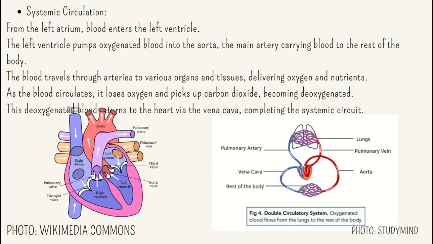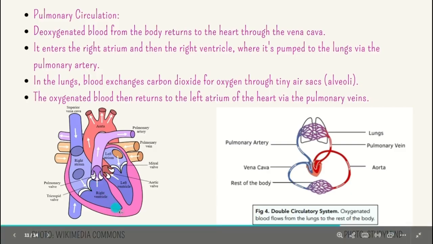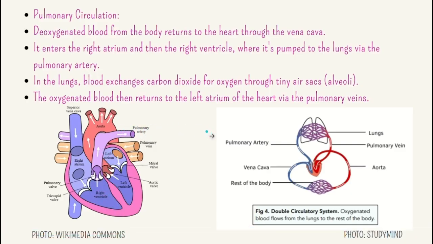So this deoxygenated blood returns to the heart with the vena cava, completing the systemic circuit, right? As you can see, it's a cycle. The pulmonary circulation starts out with deoxygenated blood coming to the vena cava, right atrium, right ventricle, and then out through the pulmonary artery to the lungs, right? So that's what happens.